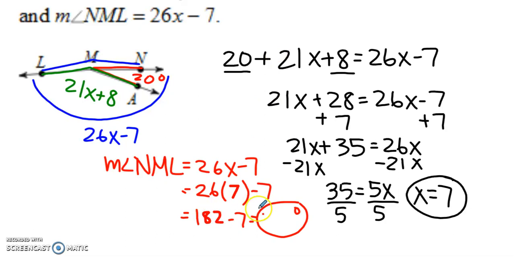And then 182 minus 7 should be 175. So the measure of NML is 175.